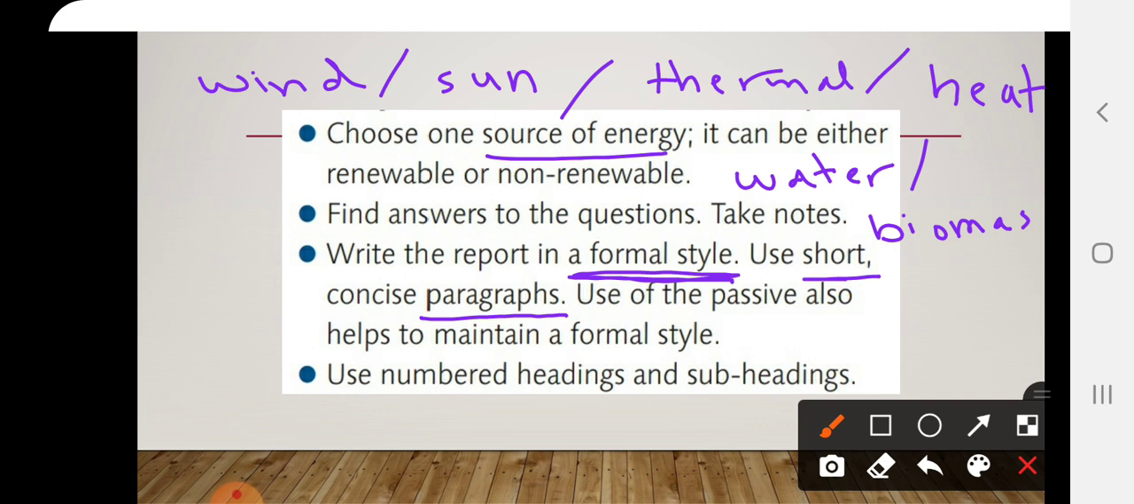You can write one short paragraph about the advantages and another short paragraph about the disadvantages. Then you can use numbered headings and subheadings. For example, when you write the introduction, after the introduction, you can say, for example, as a subheading, what? Wind energy.